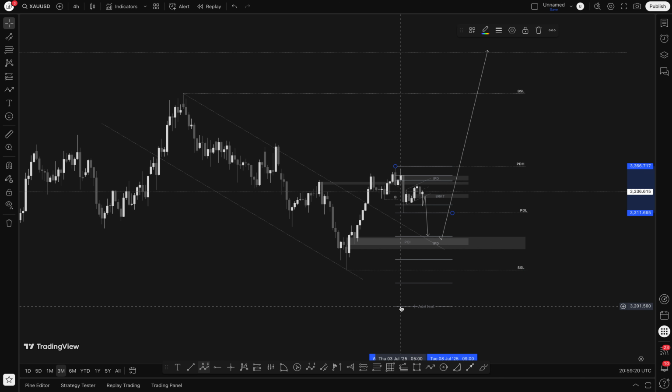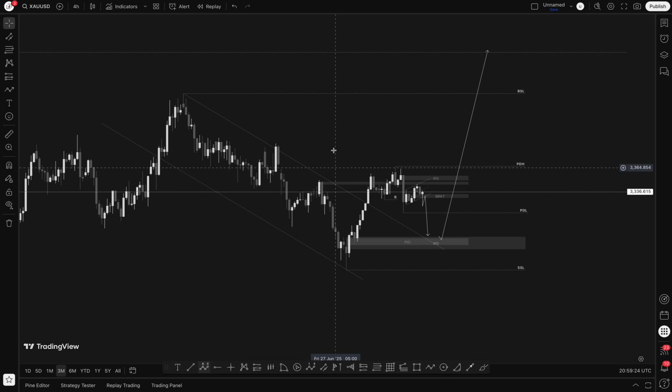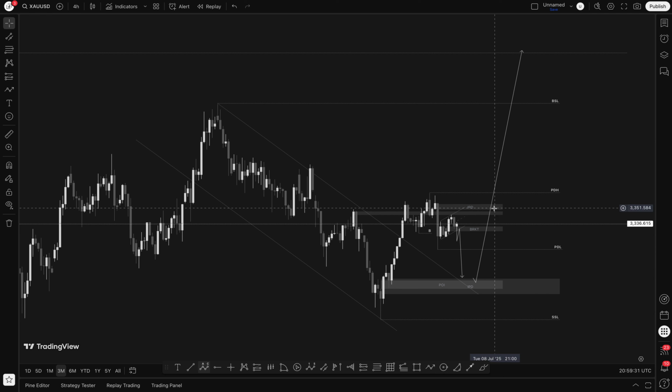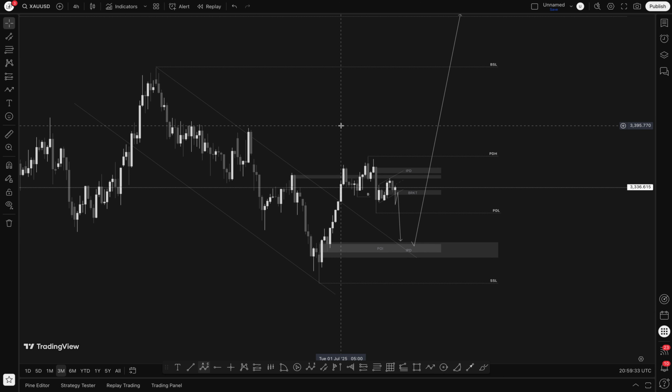And if you're interested in taking this setup, if you understood what I've just explained here, go ahead and try to understand this and take your bets or your trades on this as well.